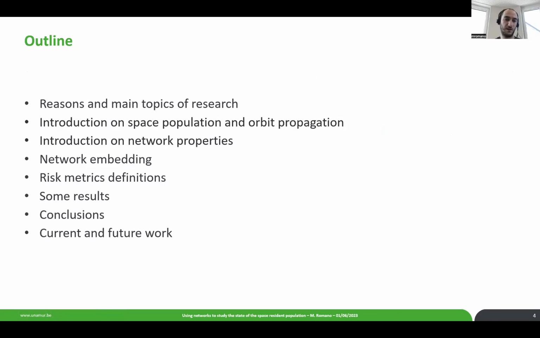So after this introduction, I will go over a bit of nomenclature on space, on the space population, and how we go from space objects to networks. So there are several steps. I will go over them. I will then introduce some of the aspects of networks that we study in this project, showing you how the network embedding is then used to create some metrics, and how these metrics are used to study real life situations.